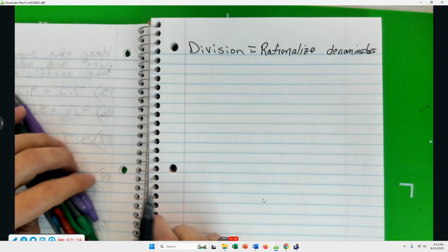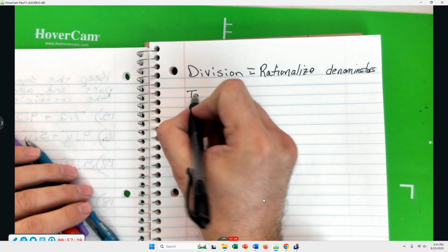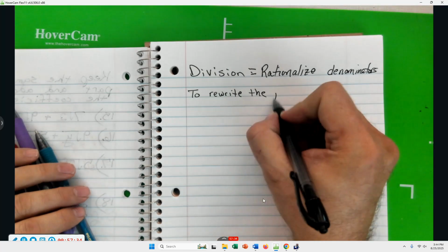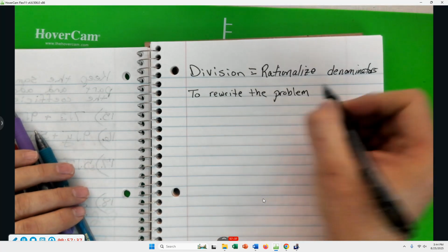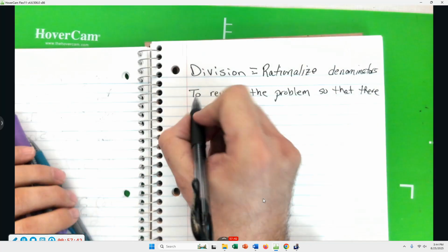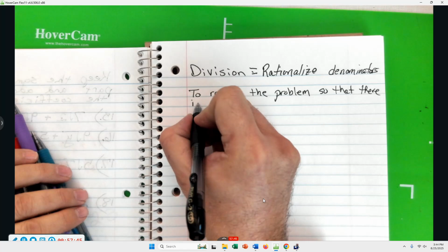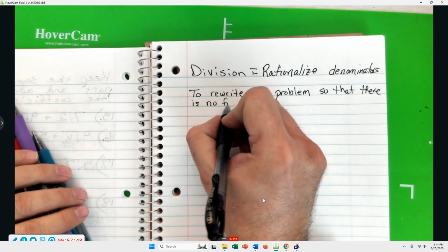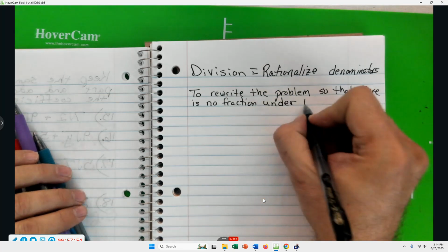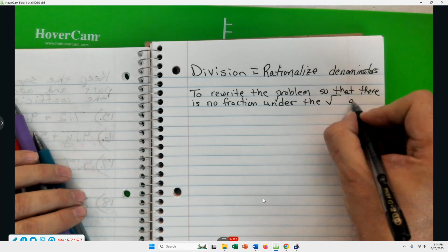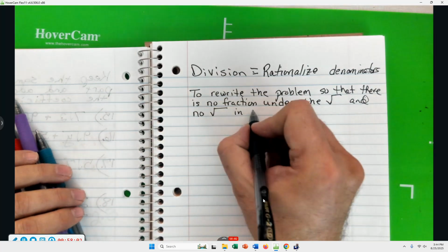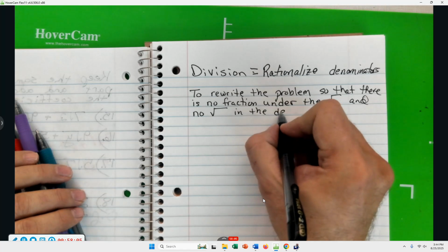And what that means is to rewrite the problem so that there is no fraction under the radical and no radical in the denominator. You want no fraction under radical symbols. You don't want radicals in denominators. You can have a radical in the numerator of your final answer. You just can't have a square root symbol in the denominator.